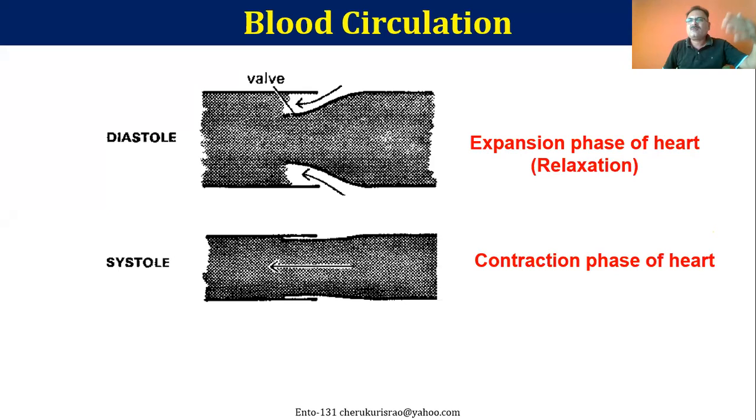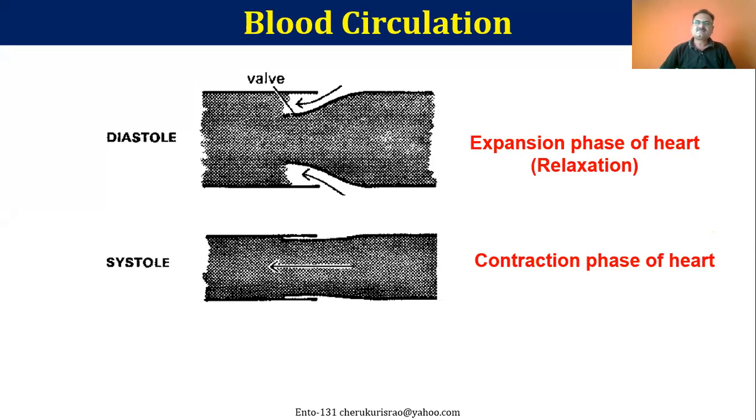So these are the two phases. One is relaxation, diastole, where the walls or ostia open and the blood flows inside. And the next stage is systole. It's continuous. Diastole, systole, the same ostia. Diastole, systole. That's how the blood moves from the posterior end to the anterior end.